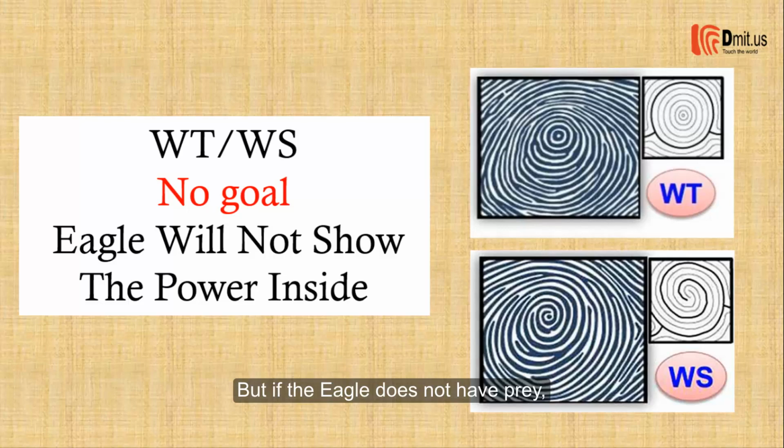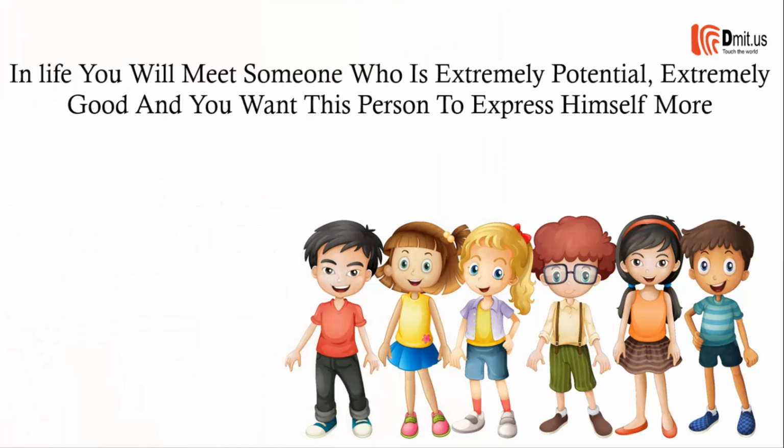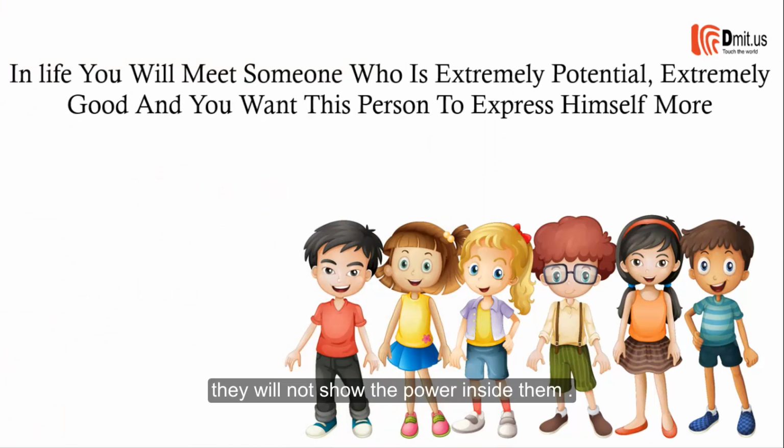But if the eagle does not have prey, the eagle will only fly in the sky, and then the eagle is like other birds. The WT and WS eagles are the same. Eagles are the ones who have no goal. They will not show the power inside them.